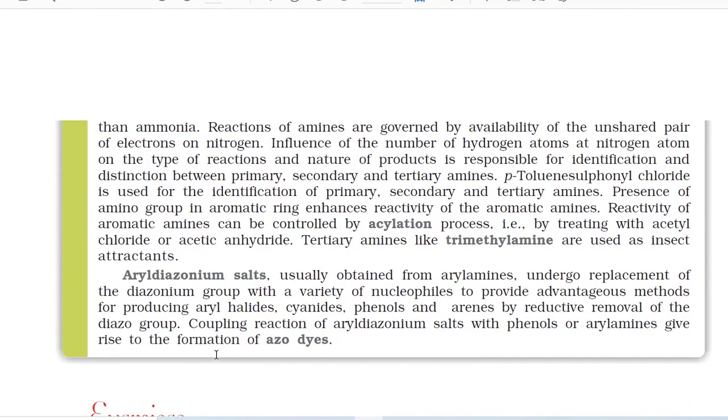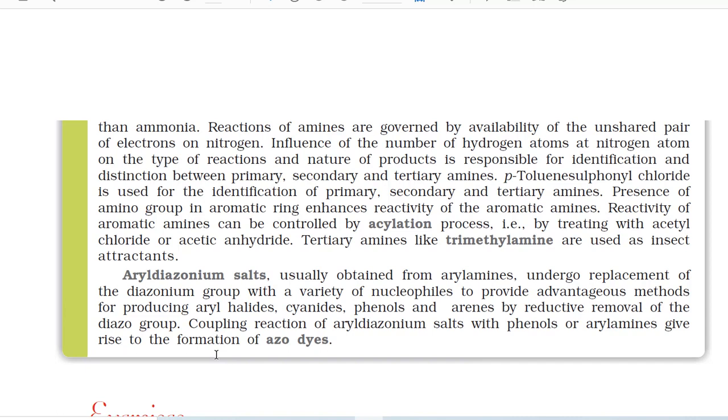Reactions of amines are governed by the availability of the unshared pair of electrons on nitrogen. The influence of the number of hydrogen atoms at the nitrogen atom on the type of reactions and nature of products is responsible for identification and distinction between primary, secondary and tertiary amines. Para-toluenesulfonyl chloride is used for the identification of primary, secondary and tertiary amines. Presence of the amino group in the aromatic ring enhances the reactivity of aromatic amines. Reactivity of aromatic amines can be controlled by the acylation process, that is, by treating with acetyl chloride or acetic anhydride. Tertiary amines like trimethylamine are used as insect attractants.